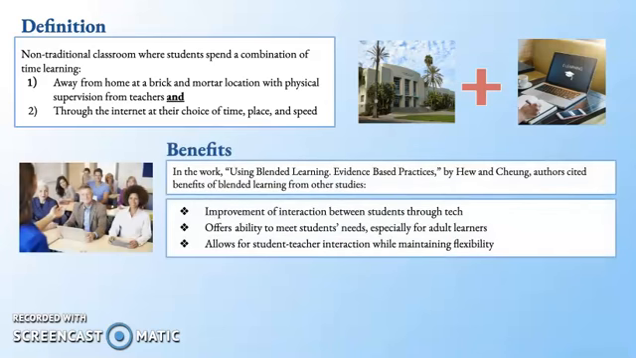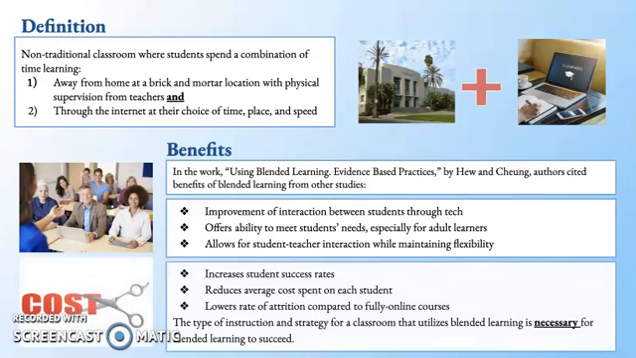So, the benefits are the improvement of interaction between students through tech. Blended learning can offer the ability to meet students' needs, especially for adult learners who have other responsibilities. It allows for student-teacher interaction while maintaining flexibility. It increases student outcome rates, it reduces the average cost spent on each student by the school, and it lowers attrition rates compared to fully online classrooms. The type of instruction and strategy for a classroom that utilizes blended learning is important for it to succeed.